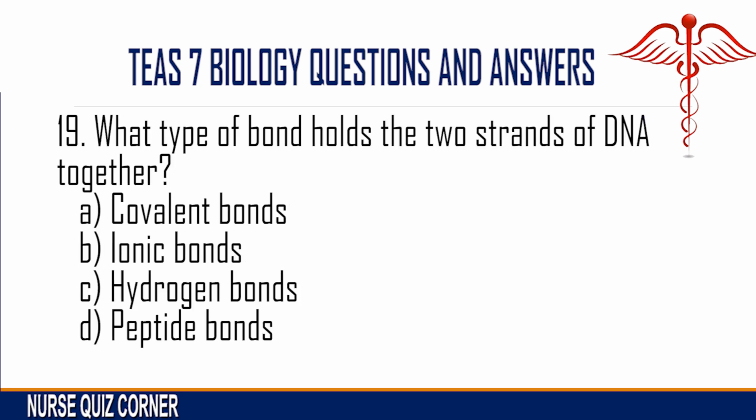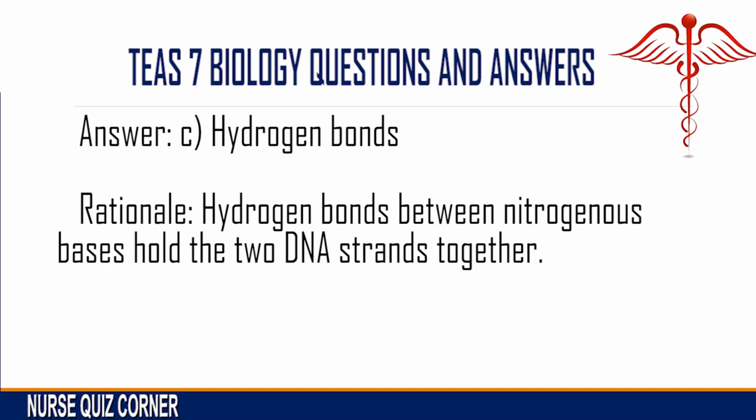19. What type of bond holds the two strands of DNA together? A. Covalent bonds. B. Ionic bonds. C. Hydrogen bonds. D. Peptide bonds. Answer: C. Hydrogen bonds. Rationale: hydrogen bonds between nitrogenous bases hold the two DNA strands together.